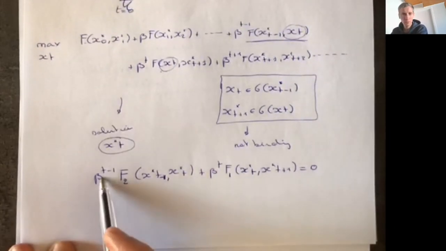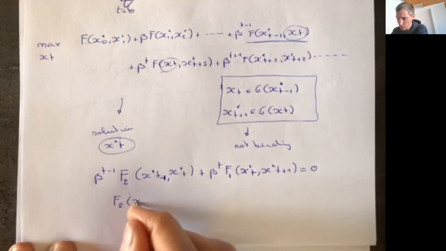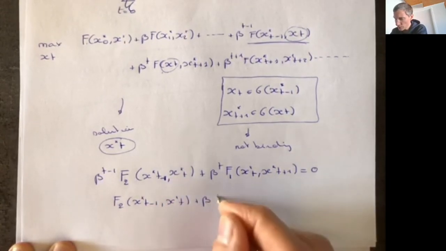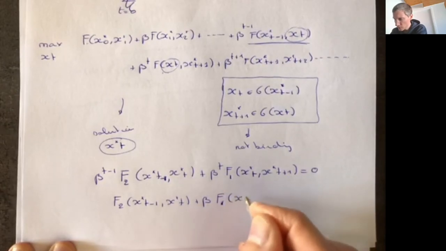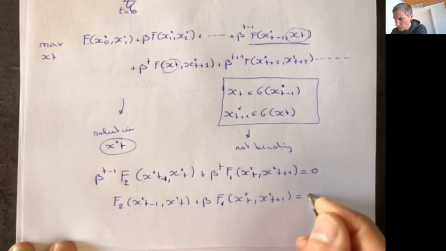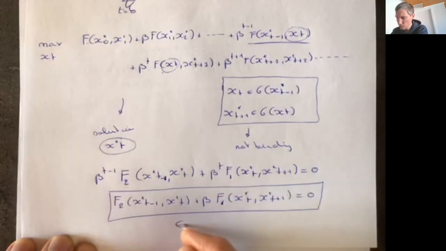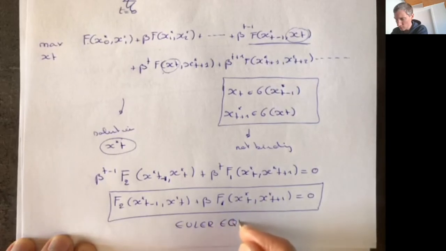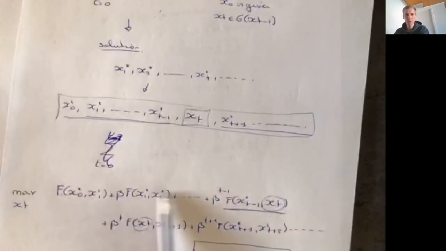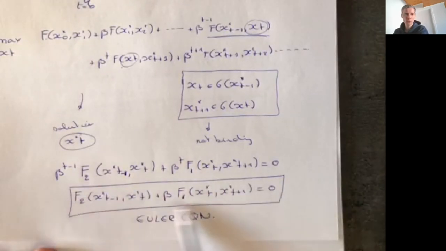Okay, I can divide both sides by beta to the power t minus 1, and I get the condition that f2 at xt minus 1, xt plus beta times f1 at the value xt, xt plus 1 is equal to 0. And this thing here is also the Euler equation. So this shows that under the differentiability assumption, if the solutions are interior, then the Euler equation should be satisfied, right?